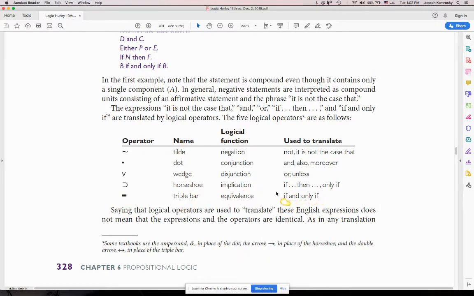See this "if and only if" right here? See it right there? If you see "if and only if," you know that it's going to get this symbol. Not any of these other ones, just this. So we'll say B triple bar R.